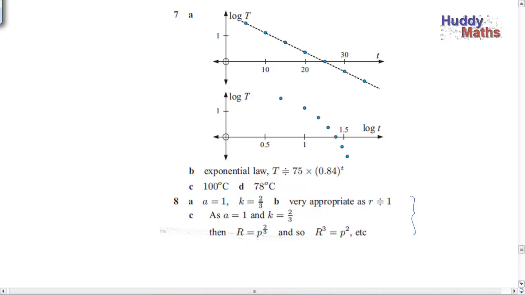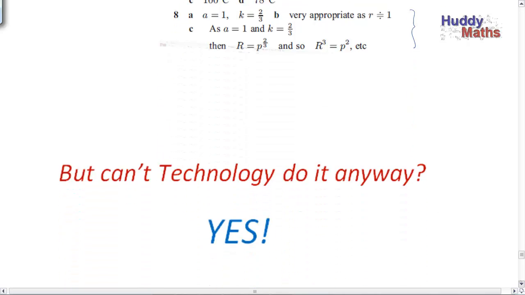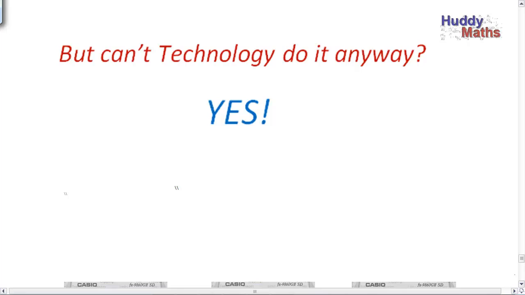We'll just finish off with one little question, a little Huddy question here. And here's the question. Why would we use logs to straighten a line out? Surely technology could fit a curve to the set of points anyway, can't it? And the answer is yes. On the calculator are programs which will allow the calculator to get a line of best fit or a regression line through the points, trying to fit a power function or an exponential function.